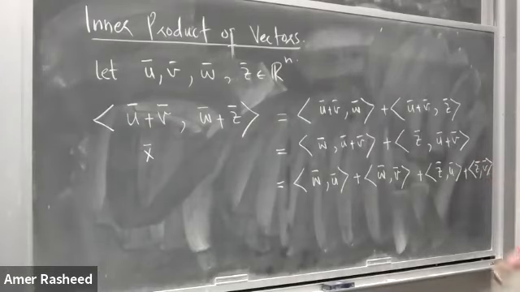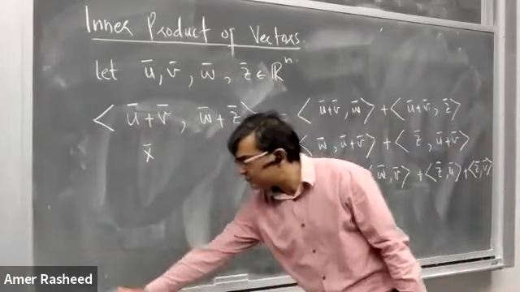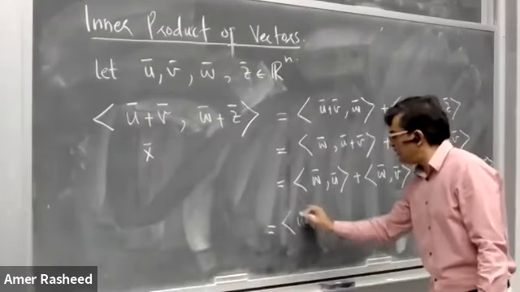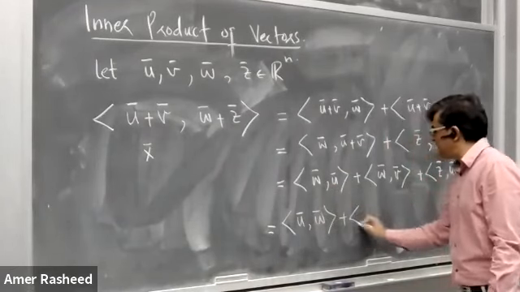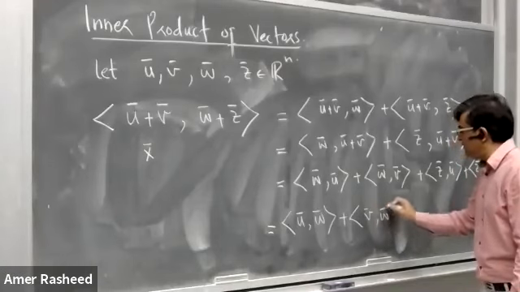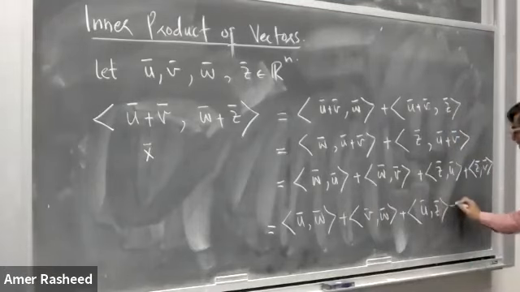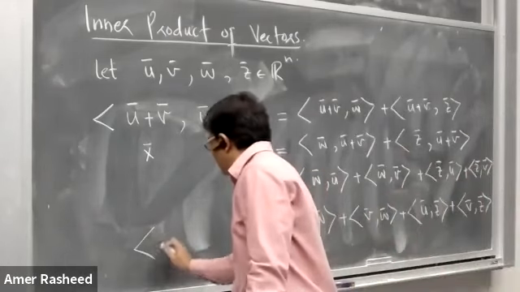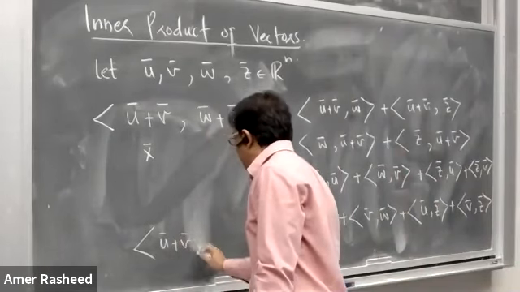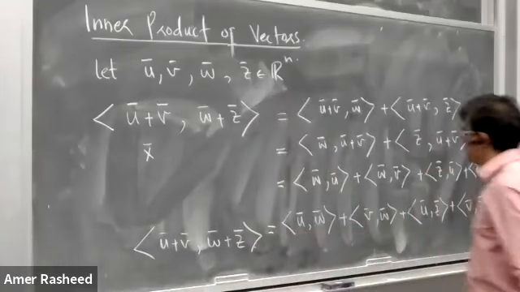So again, we can use the commutative property to write, this is VW, WU, we can write UW, plus VW plus UZ plus VZ. So this is our U plus V inner product W plus Z. This is equal to this.